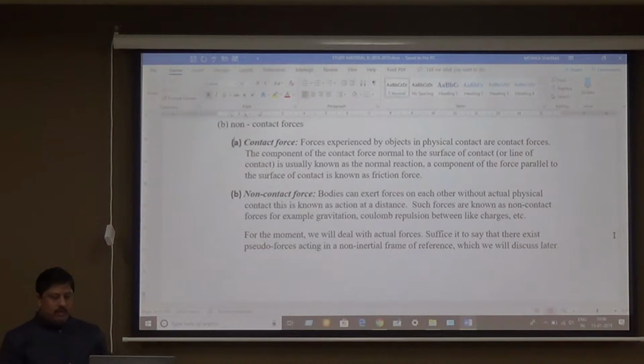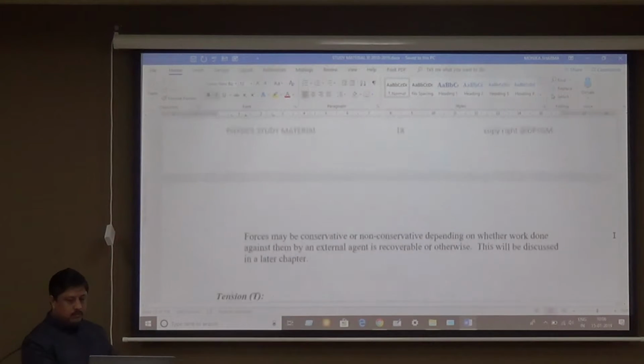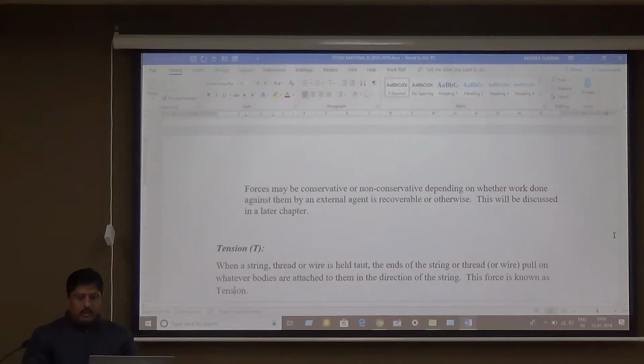For the moment, we will deal with actual forces. Suffice it to say that there exist pseudo forces acting in a non-inertial frame of reference. Pseudo force is also known as false force or imaginary force, which we will discuss later. Next, nature forces may be conservative or non-conservative depending on whether work done against them by an external agent is recoverable or otherwise. This will be discussed in the work, energy, power chapter.